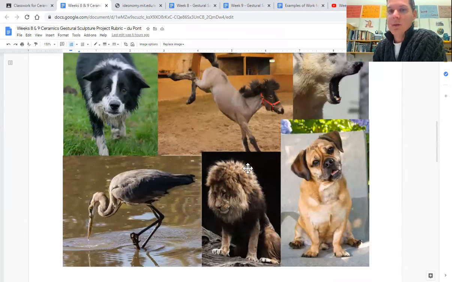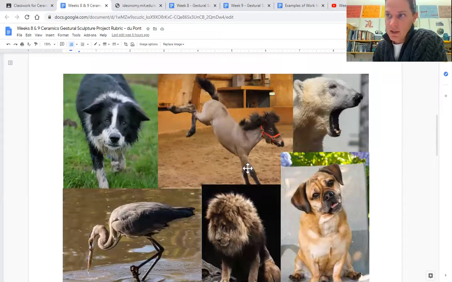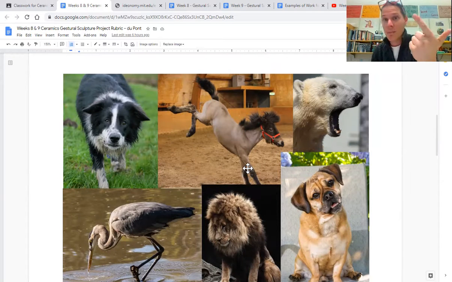Each one of these animals has a different pose. You can convey something with it. You could do a mammal, you could do a bird, you could do a fish, you could do a reptile, you could do an amphibian, you could do a marsupial. Whatever you want, you can do that. That's up to you.